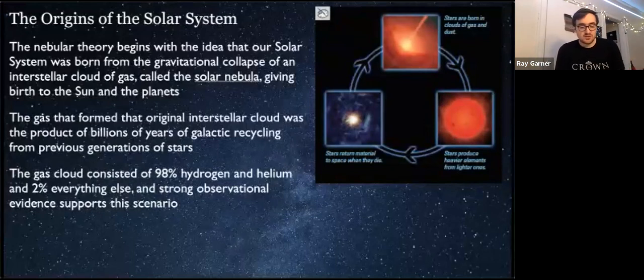Well, you can trace it all the way back through billions of years of galactic recycling from previous generations of stars. So recall that the universe was essentially born from the Big Bang, which produced only two major elements, hydrogen and helium, and a smattering of lithium and maybe some beryllium. The heavier elements were produced later by stars doing nuclear fusion in their cores. You only get stuff heavier than helium by doing nuclear fusion.